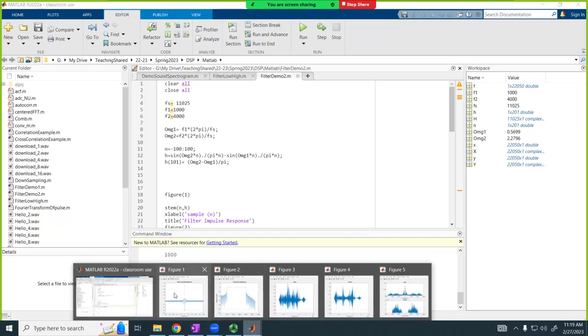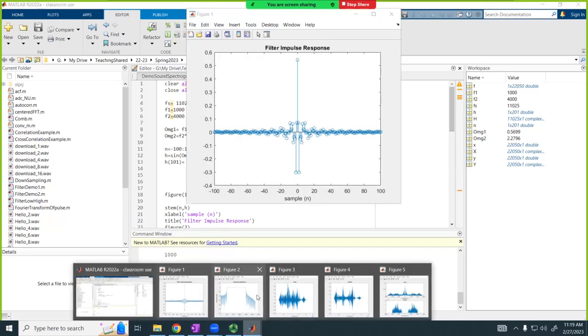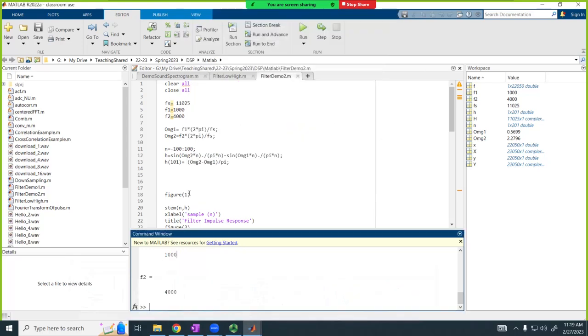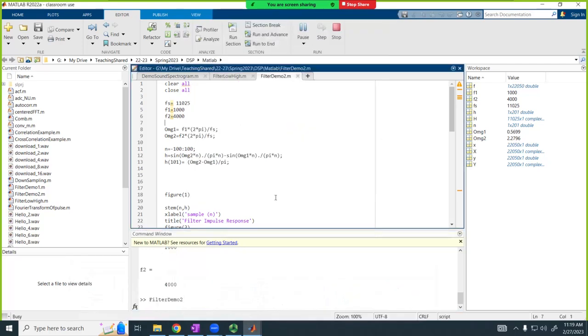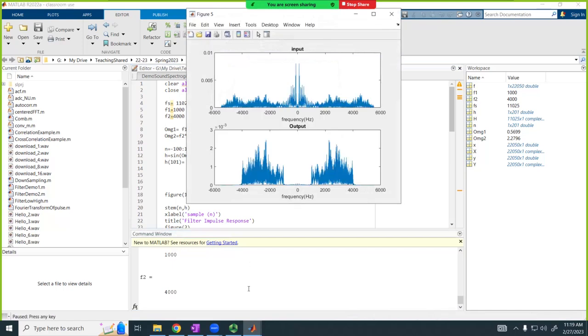Can you notice the difference between the two? Volume? Frequency. But the quality, can you?